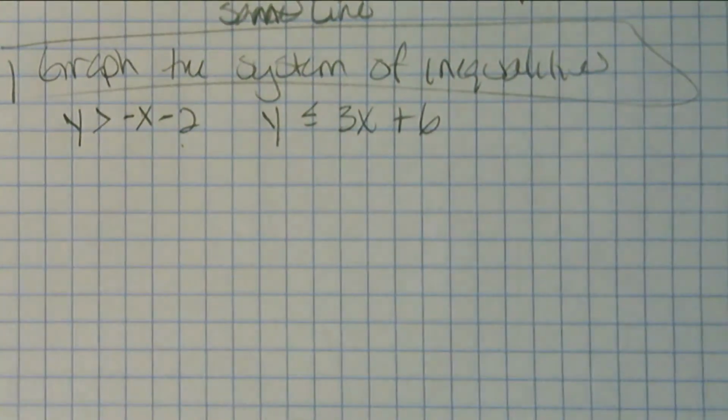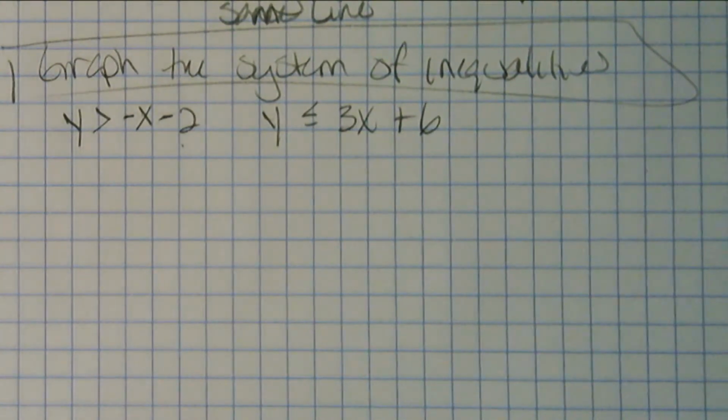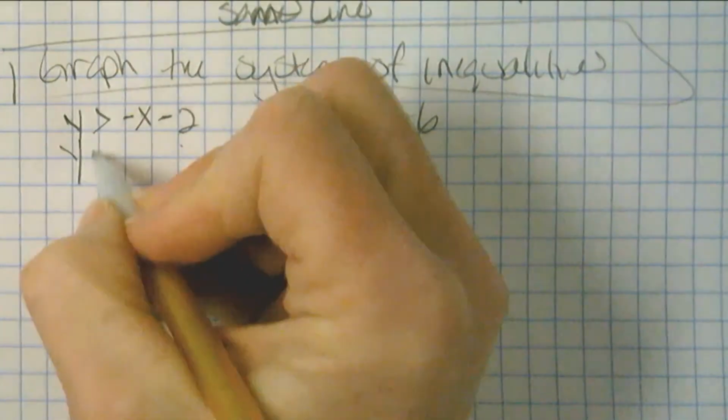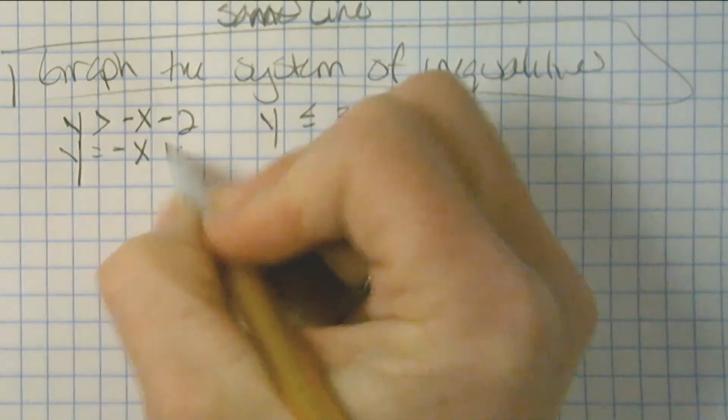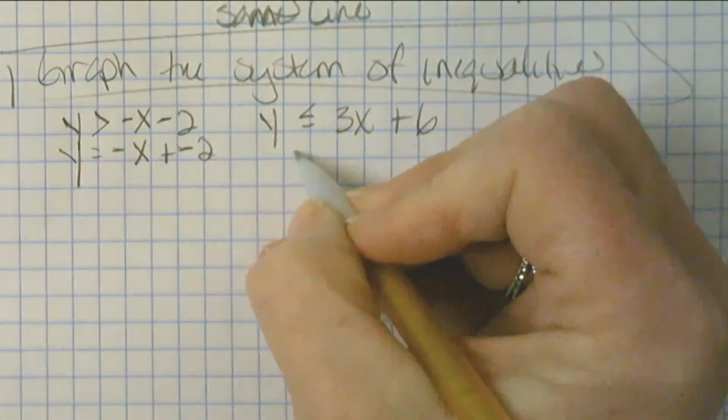Now, if the shading does not overlap, then it's a no solution. All right, so, again, we're going to graph these like they are equations. So I'm going to go ahead and turn these into equations.